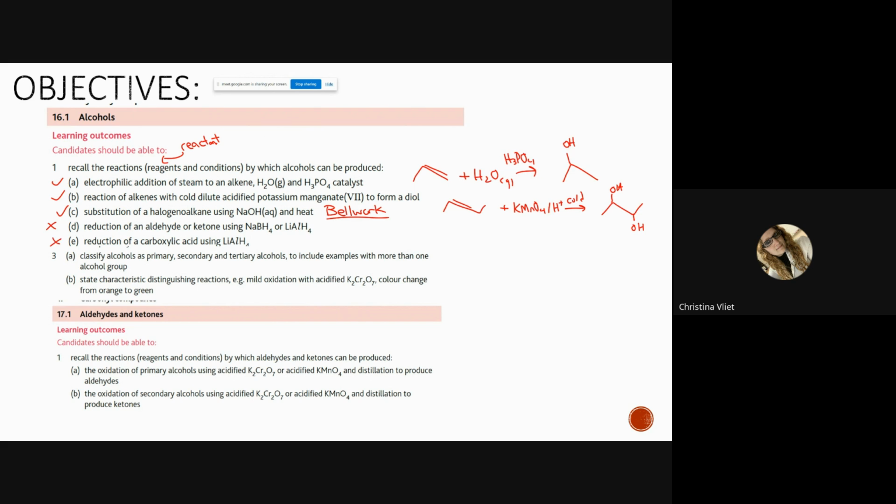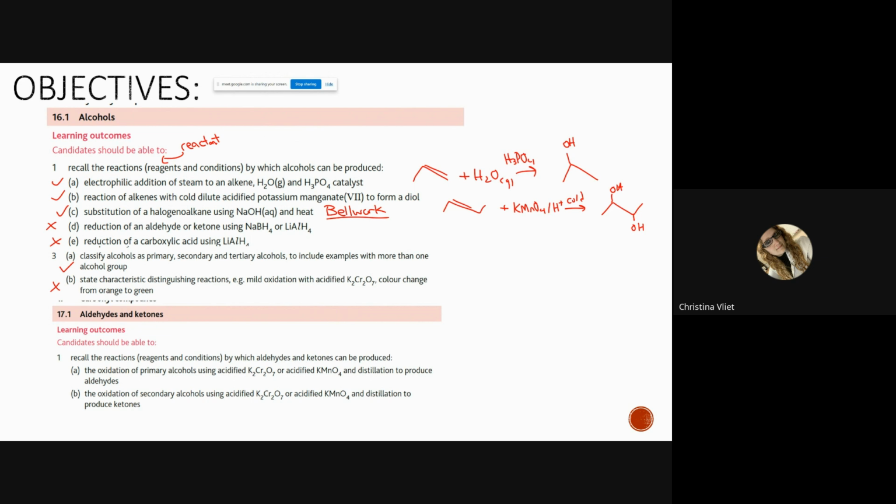All right, the next one says, classify alcohols as primary, secondary, tertiary. Do you know how to do that already? And by the way, there's a lot of times you get repeat objectives. They'll say, classify this as primary, secondary, tertiary. Classify that as primary, secondary, tertiary. Well, we've done that. So put a check mark. And then B, put an X on because this is something we're going to learn today. That's why I included this objective in here.